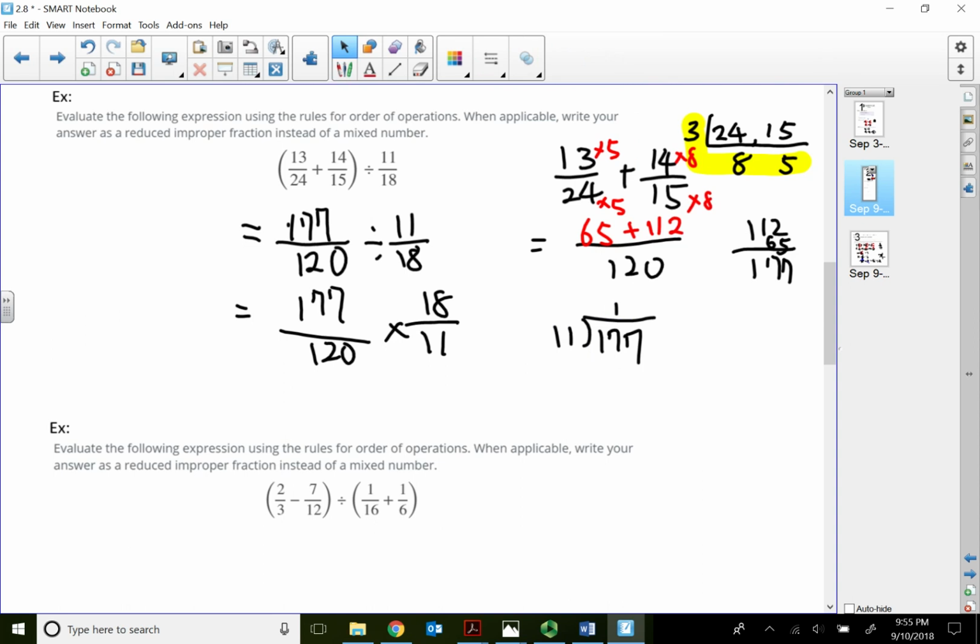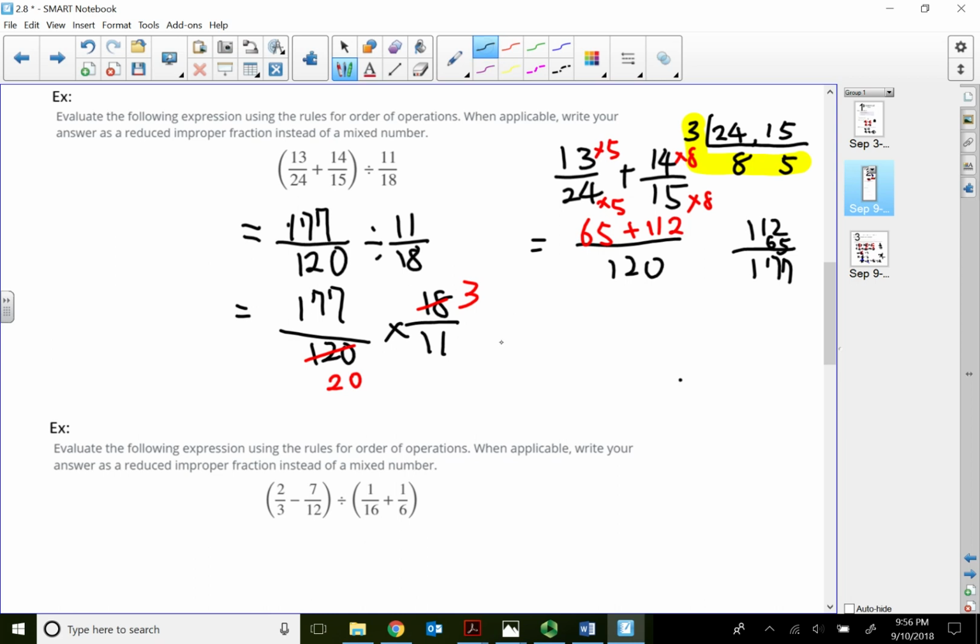11 going to 17 one time. That's 6. Cannot do it. Yeah, 7. No, I thought I could. Maybe not. All right. 18 and 120 can be reduced by 3. 6 will work. 6 will go into 18 3 times. 6 goes into 120 20 times. And I think that's it.